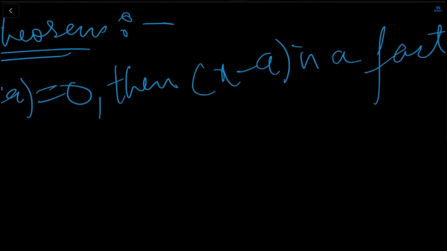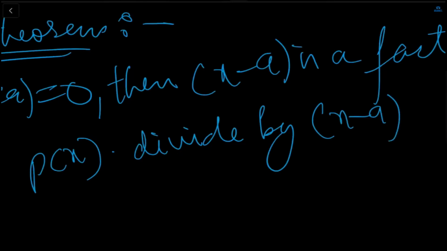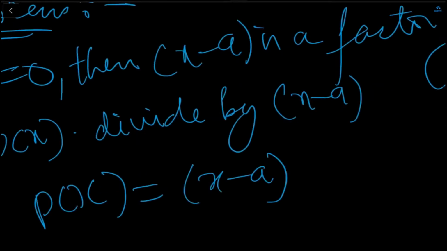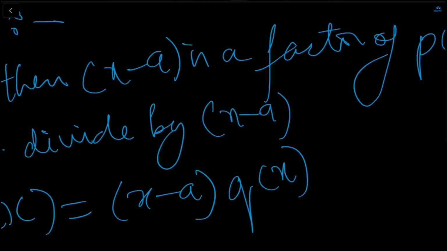Now how can you prove that? Here it is given that p(x) is there. You need to divide p(x) by x minus a. From the remainder theorem, we know that p(x) is equal to (x minus a) q(x) plus p(a), where q(x) is the quotient when you divide p(x) by x minus a. If you remember from the remainder theorem, the remainder is p(a).